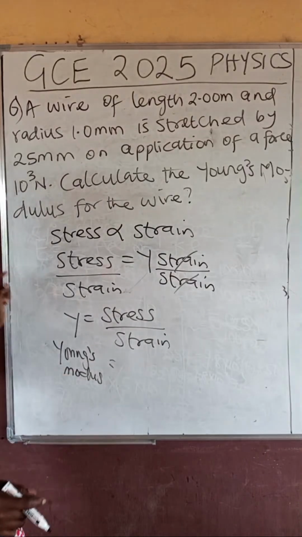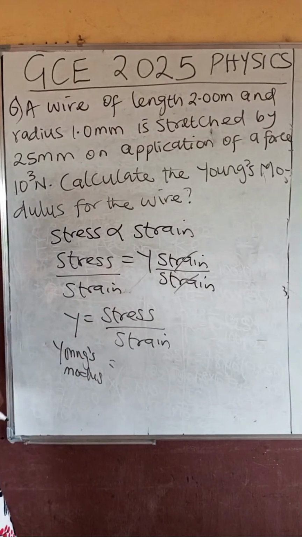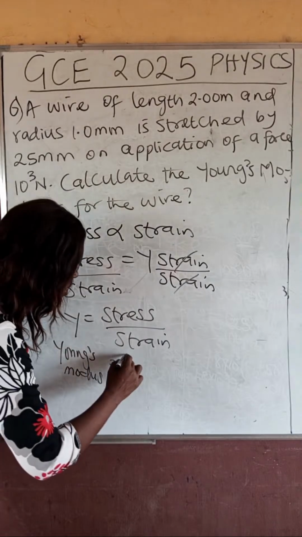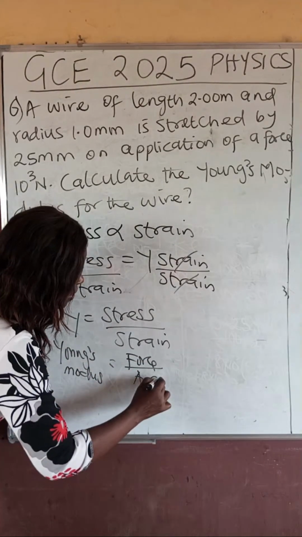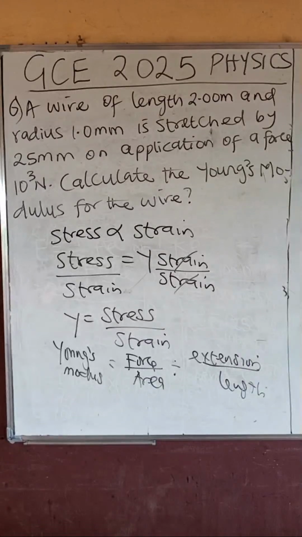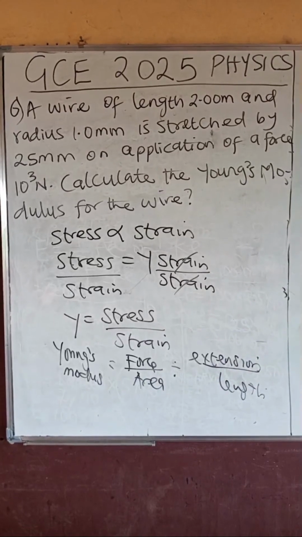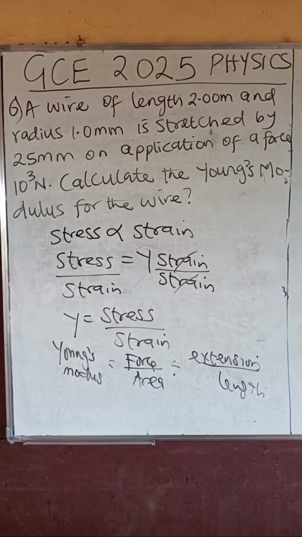Okay? Now, what is my stress? My stress is force over area. Sorry, my network. Okay, so let's proceed.